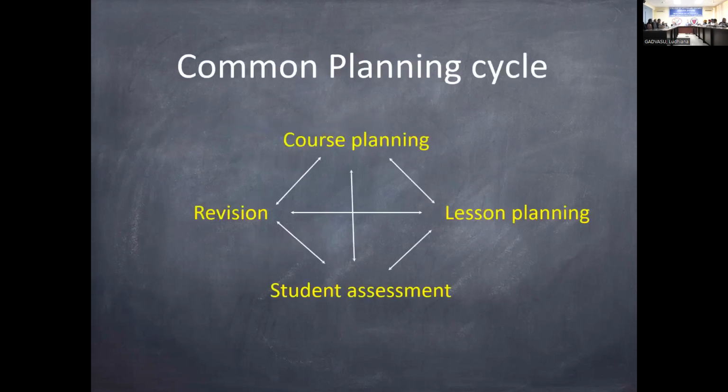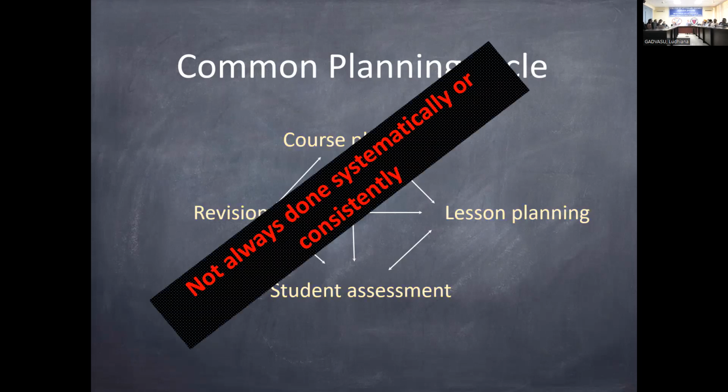Okay. This is one kind of planning cycle, or one way that people look at planning, and you can see some people start with the course planning. Some people start with revising what they've done in the past. Some folks like to begin with individual lessons and then build what goes on, as opposed to starting with the course and building in the other direction. Some folks start solely with student assessment and build around it. And you can see with the way the arrows are that it's not often done systematically or consistently.